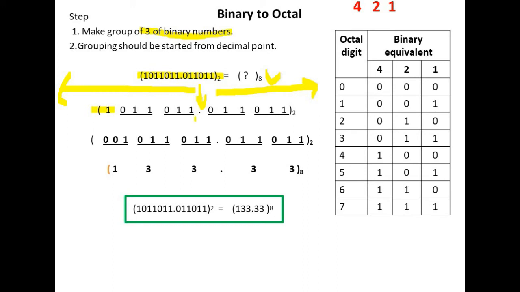For the integral part we have taken a group of these 3 digits, and then these 3 digits, and then 1. Because 1 is a single digit, we will add 2 zeros, appending it as 100. Now come to the fractional part. We start from the decimal point and make groups of 3 digits, so 3 digits and 3 digits. It means we have got the groups 001, 011, 011, 011 and 011.